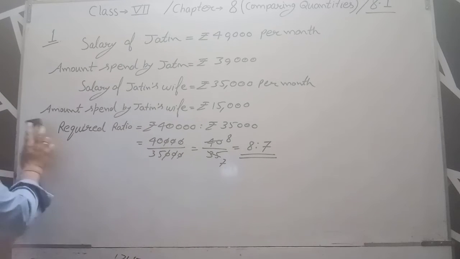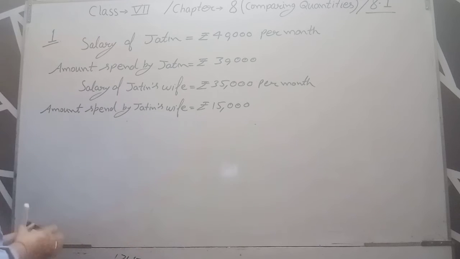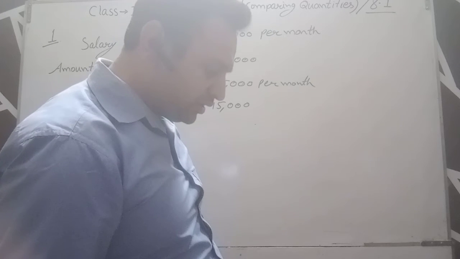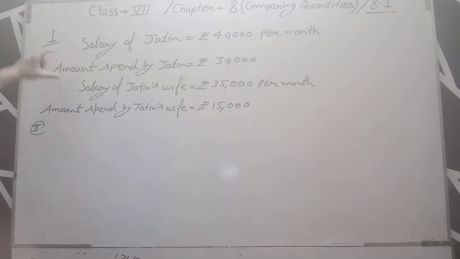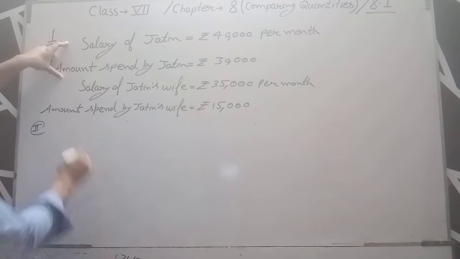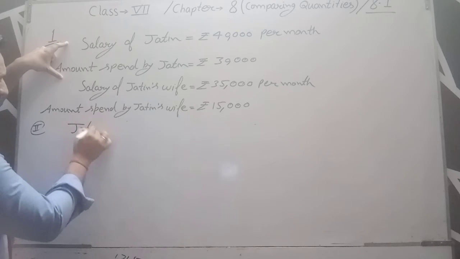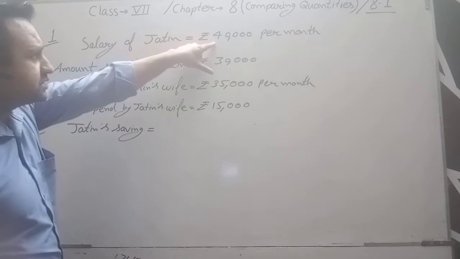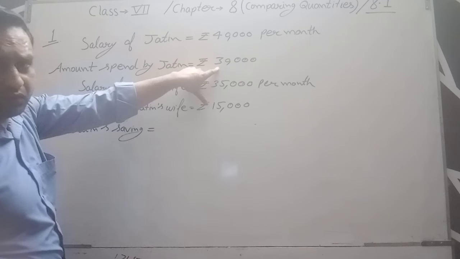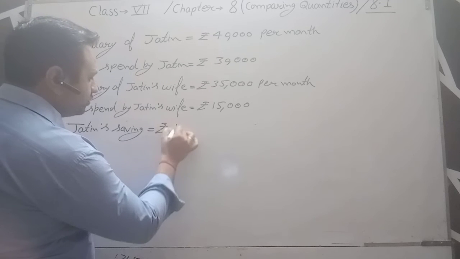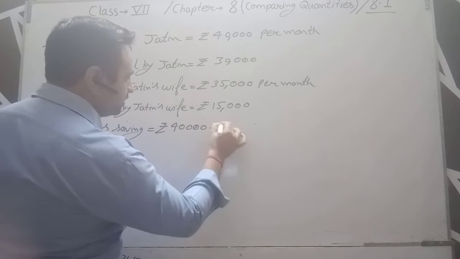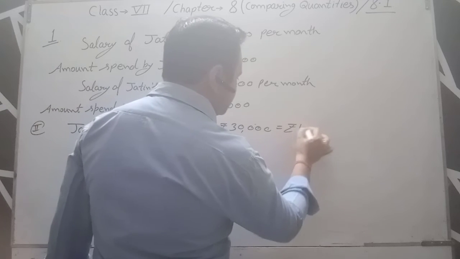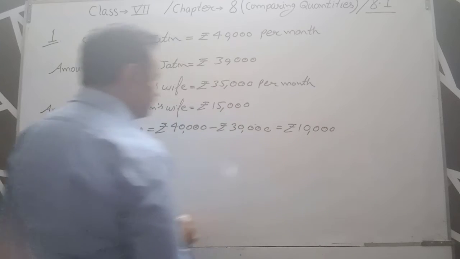Now we try the second part. In the second part we have to calculate the ratio between Jatin's savings and his wife's savings. So firstly we find Jatin's saving, कि जतिन कितने पैसे सेव करता है. It is Jatin's salary and it is Jatin's amount spent. So simply rupees 40,000 minus rupees 30,000, and it is rupees 10,000, Jatin's saving.